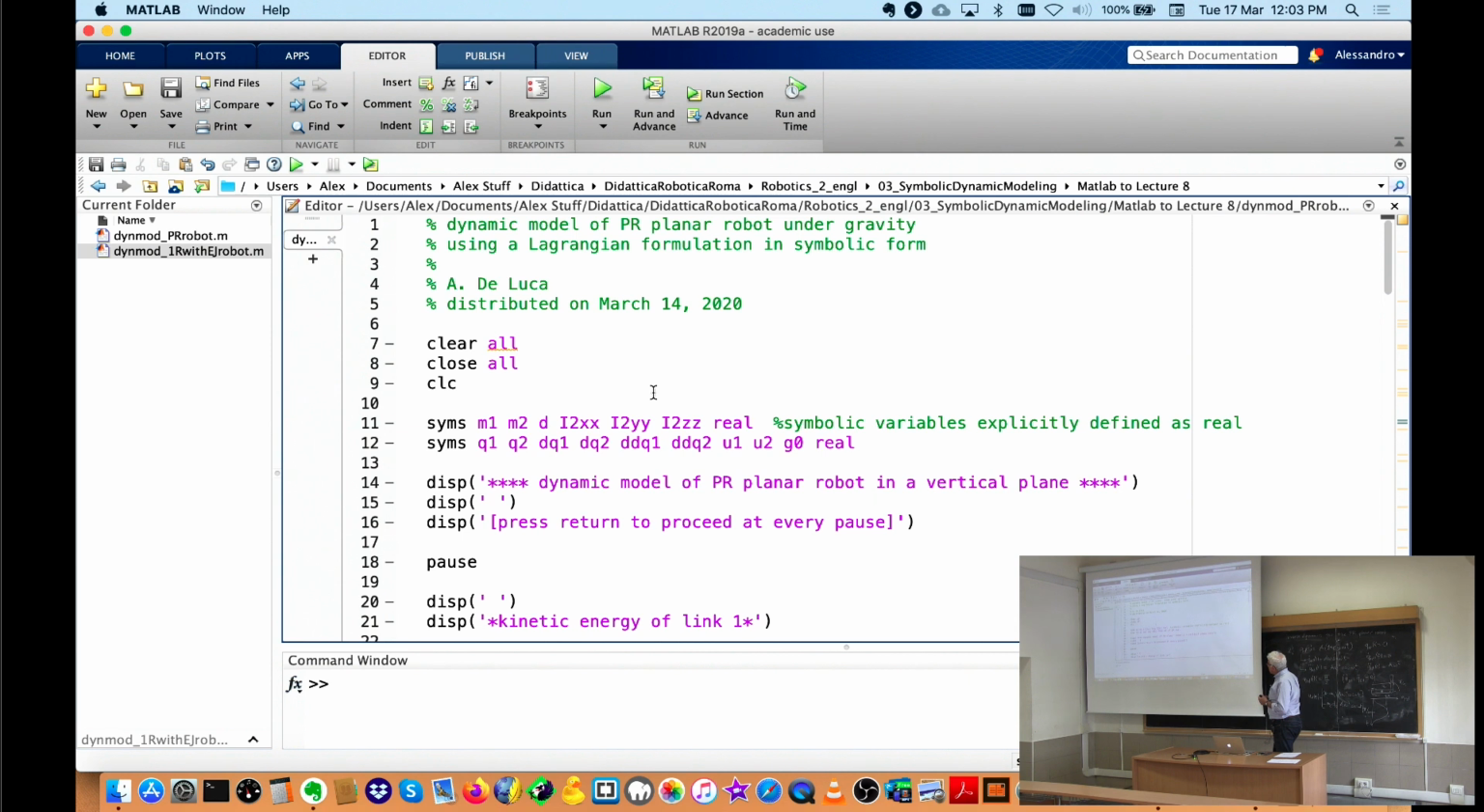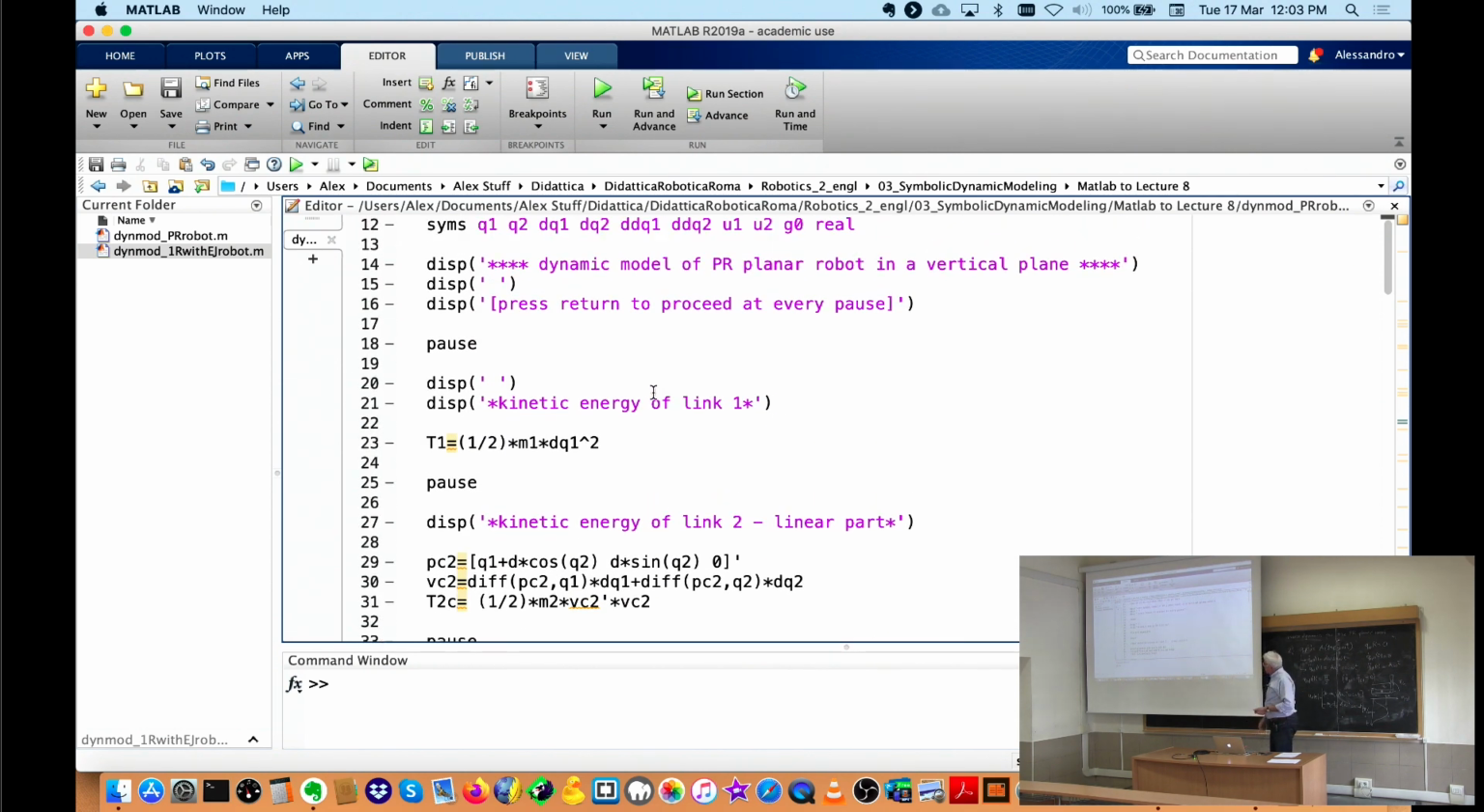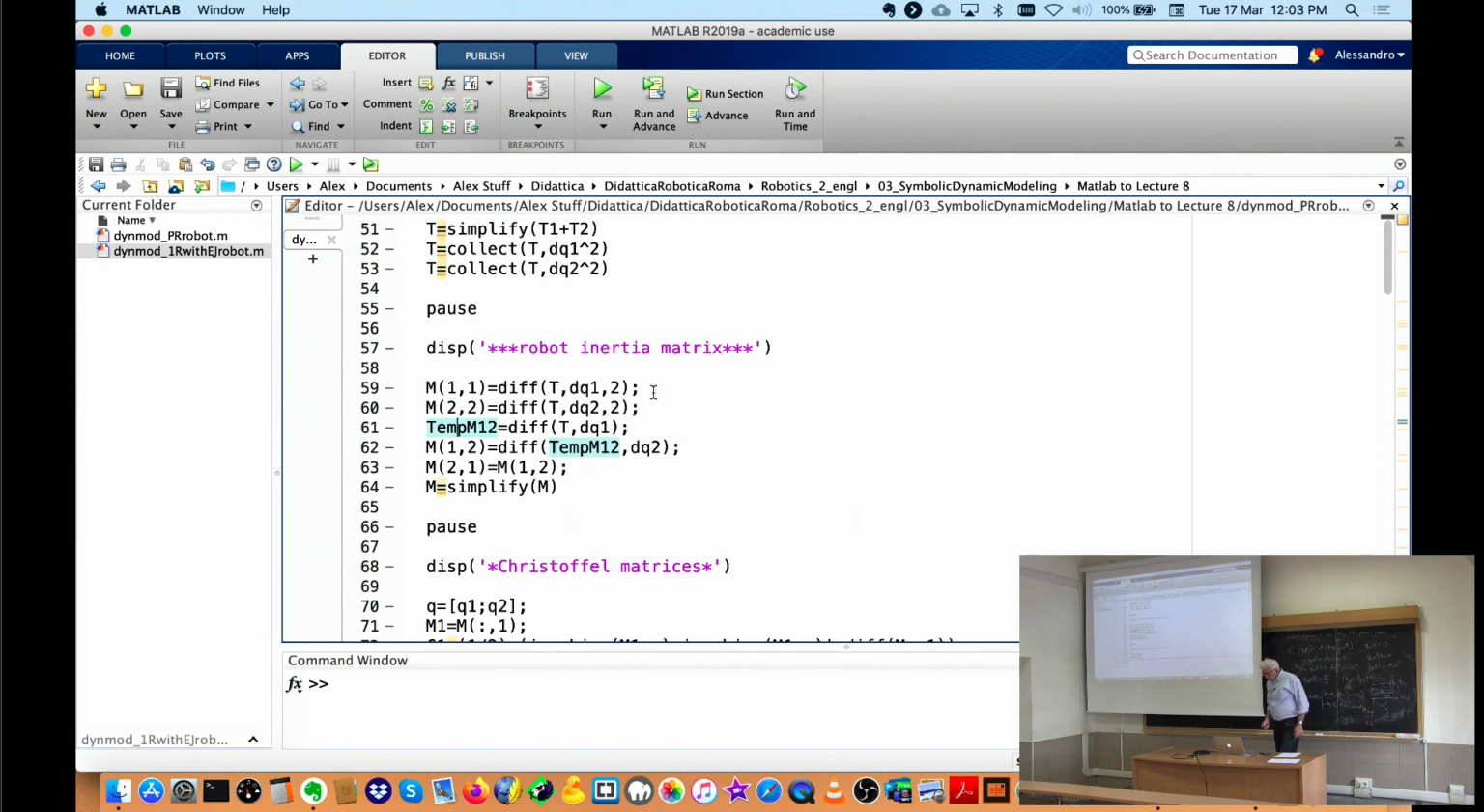And then we define a symbolic variable, also Q1 and Q2, and the derivative Q1 dot and Q2 dot, which I call dQ1 and dQ2, and the acceleration as well. U1 and U2 are the non-conservative forces and generalized forces at the two joints. G0 is the acceleration of gravity. And also these are real. Now, when you go through, you start by computing the kinetic energy of the first link.